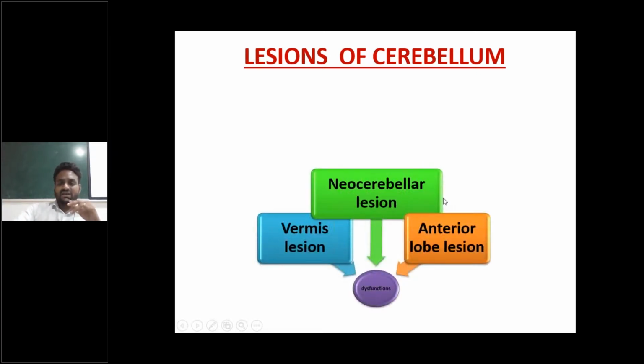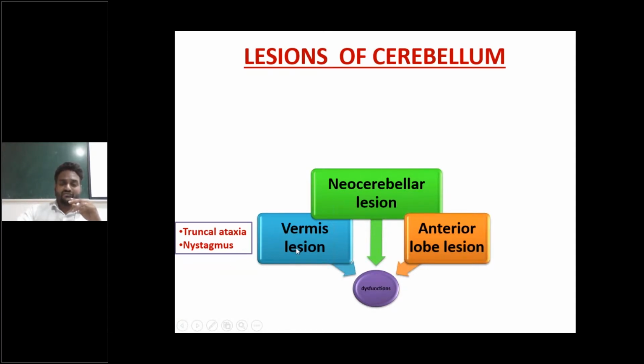Now we come to the types of cerebellar lesions. Anatomically, we study only 3 cerebellar lesions. These are 3 dysfunctions: the vermis lesion, the anterior lobe lesion, and the neocerebellar lesion. Under the vermis, we study 2 clinical dysfunctions. The first one is truncal ataxia, and the second one is nystagmus.